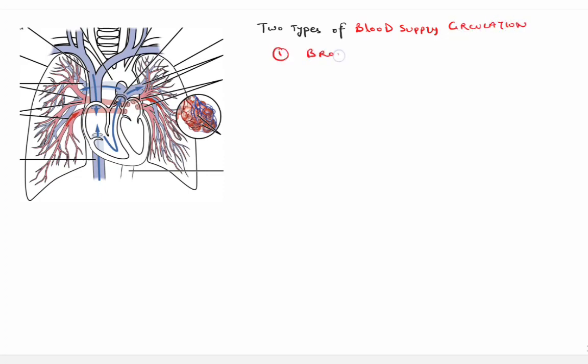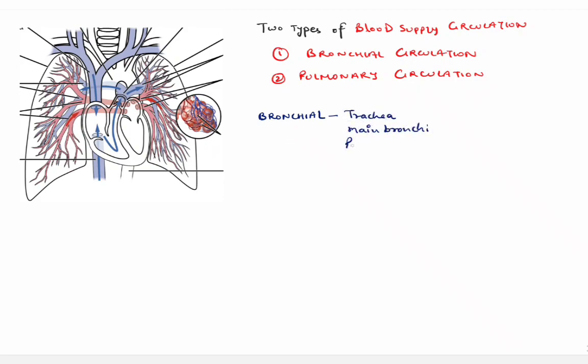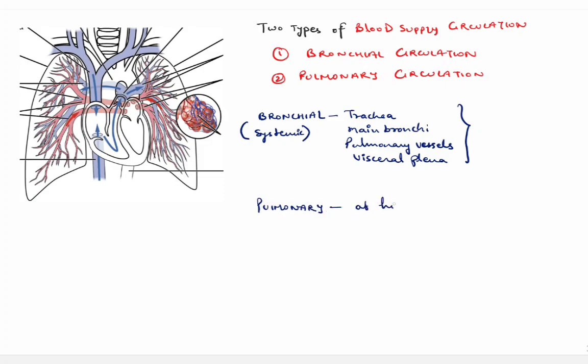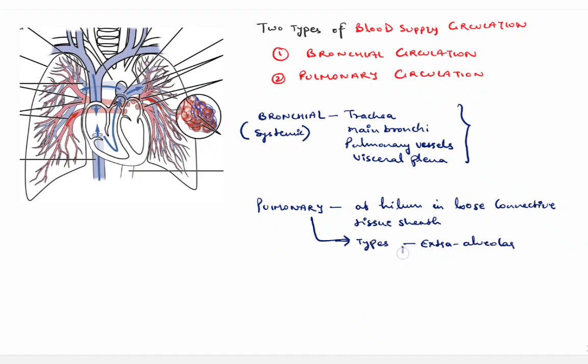Then lungs have two types of blood supply, that is bronchial circulation and the pulmonary circulation. If we talk about the bronchial circulation, then the trachea and esophagus, the main stem bronchi and pulmonary vessels into the lung, as well as visceral pleura, are supplied by the bronchial systemic circulation. And the bronchial circulation has enormous growth, so it is good in case of long-standing inflammatory and proliferative disorders. Now pulmonary circulation is at the hilum in a loose connective tissue sheath. It is of type extraalveolar and alveolar.